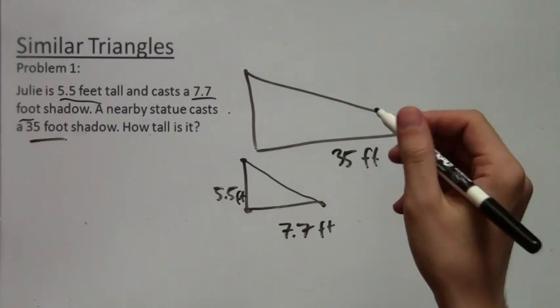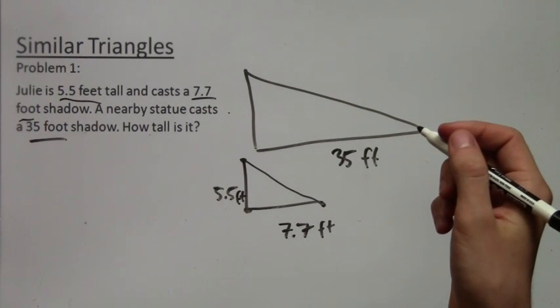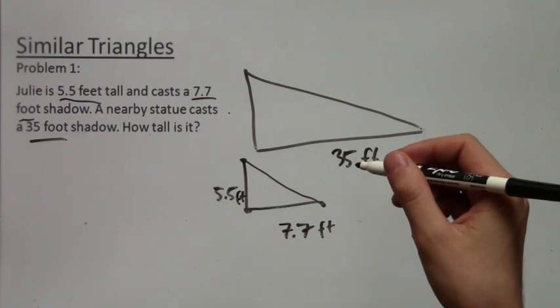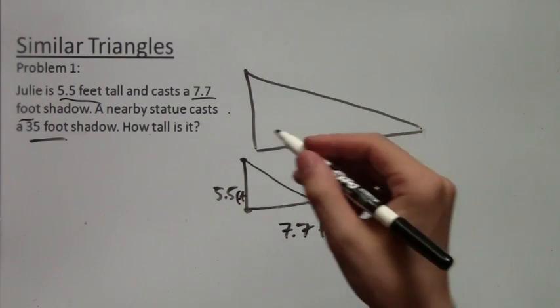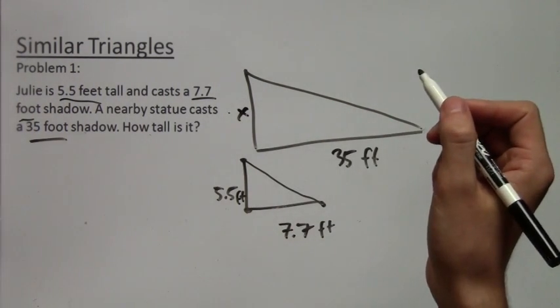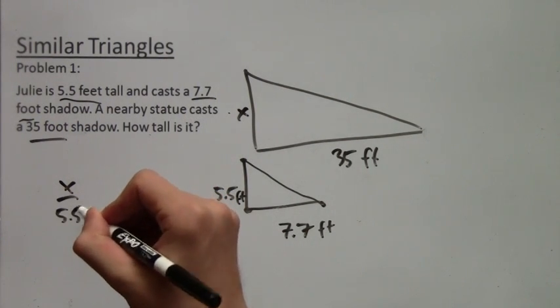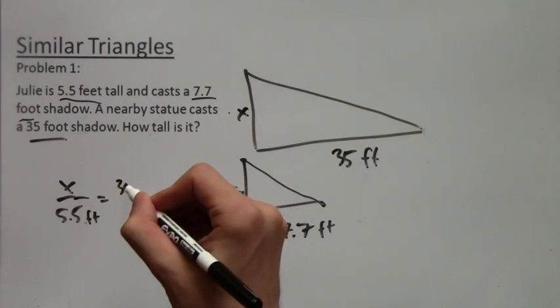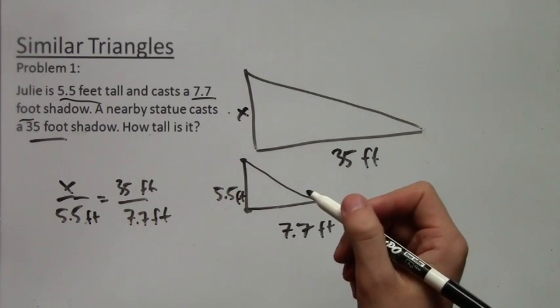Well, these two triangles are actually similar, and if you want a reason for that, it's because the sun's rays make the angles the same. But in this case, we can just say that it's pretty obviously similar. If you want a technical reason, it would be by angle, angle, angle. In any case, we're going to label the height of the statue x, and because corresponding sides are in the same ratio, x over 5.5 feet equals 35 feet over 7.7 feet.